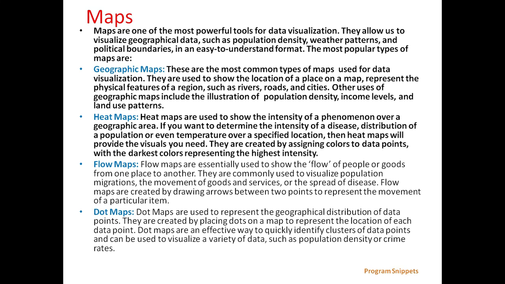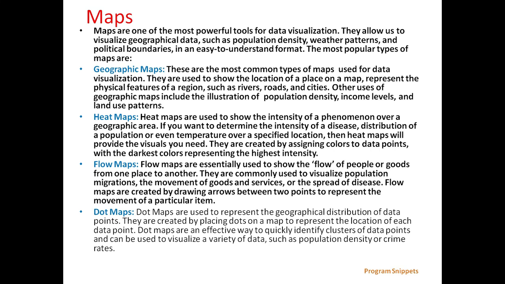Next is heat map. Heat maps are used to show the intensity of phenomena over a geographic area. If you want to determine the intensity of a disease, distribution of a population, or even temperature over a specified location, then the heat maps will provide the visuals you need. They are created by assigning colors to the data points, with the darkest colors representing the highest intensity.